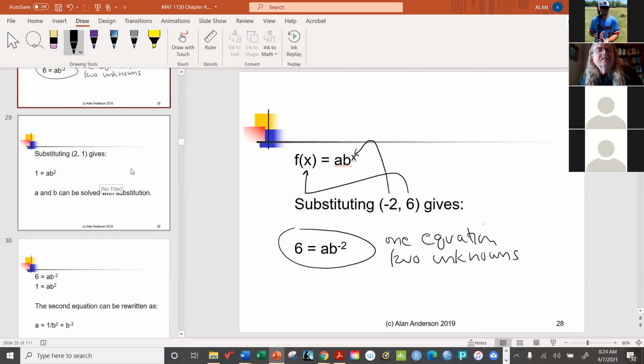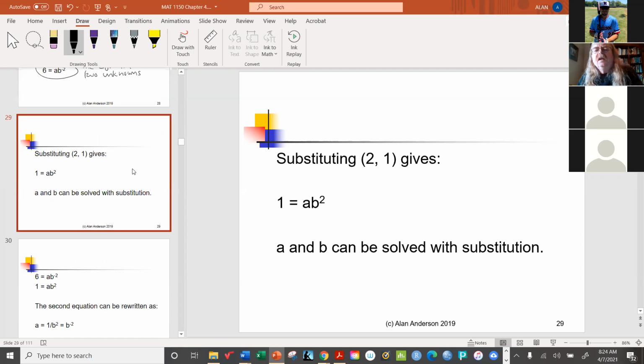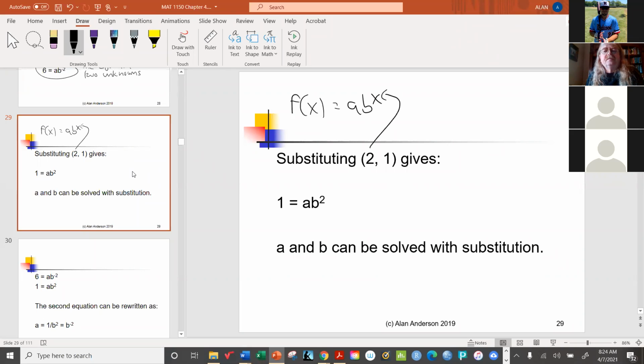And we do the same thing. So this time, the original function, of course, is f of x equals ab to the x power. And now this is our x. This is our f of x. So 1 equals ab squared. We combine that with our previous result, 6 equals ab to the -2 power. And now we have 2 equations and 2 unknowns. And so we can figure them out with what we call substitution.